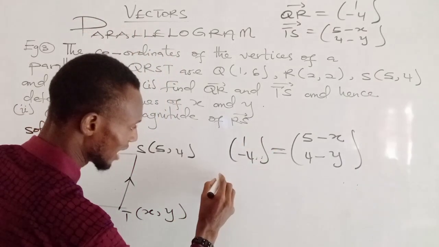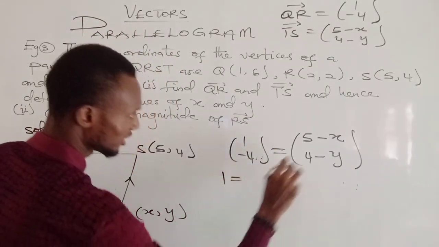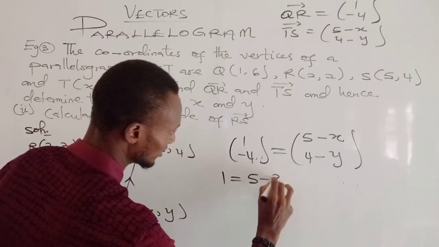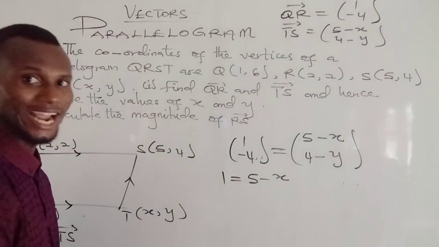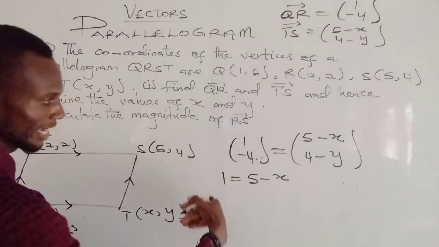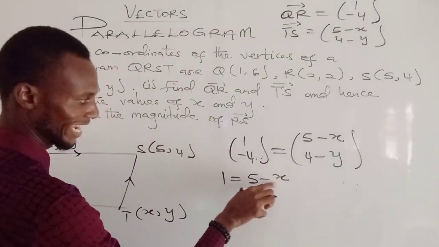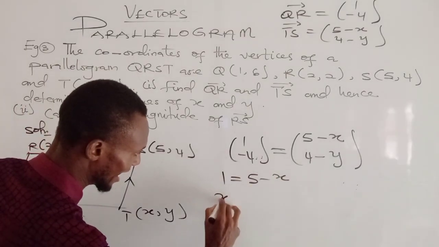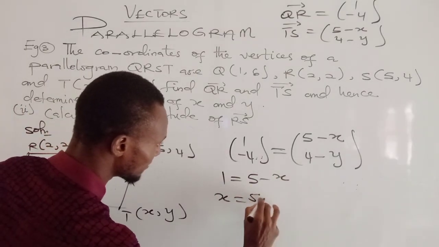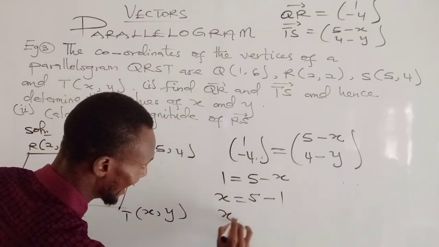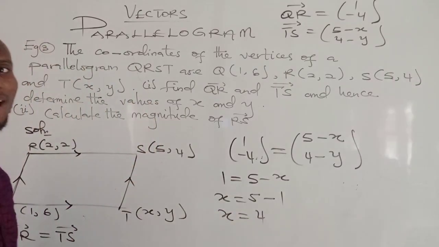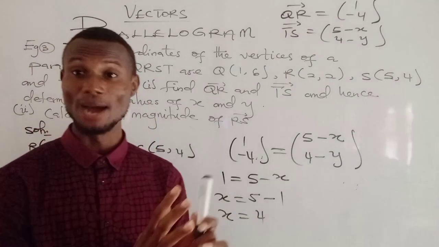So let's go ahead. I'll take my 1 and equate it to the 5 minus s, and I'll just solve for s. I'll let this s come here to become positive because the s is negative here. So my s will be equal to 5 minus 1. So my s will be equal to 4. And I hope you understand up to this point.